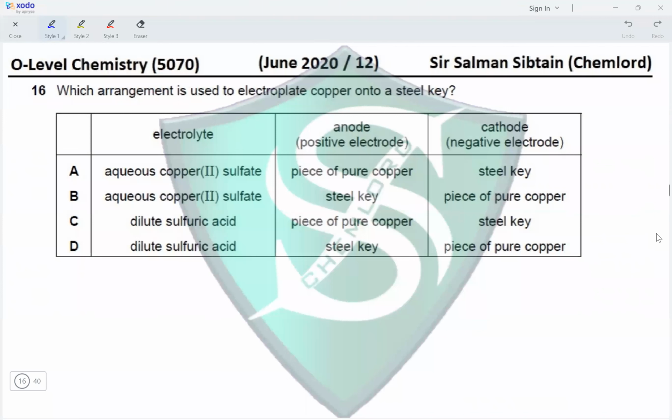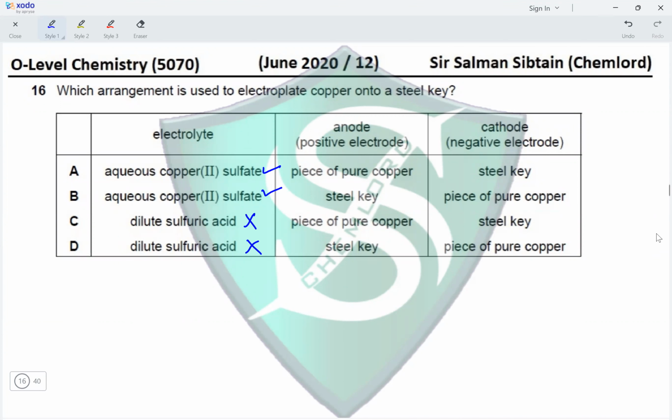Question 16. Which arrangement is used to electroplate copper onto a steel key? Okay, if we have to electroplate copper, our electrolyte must contain copper ions. So A and B have copper ions present, C and D have been eliminated. Now the anode is a positive electrode. This is where the copper plate would dissolve and ions would go into solution. So we need a copper plate here.